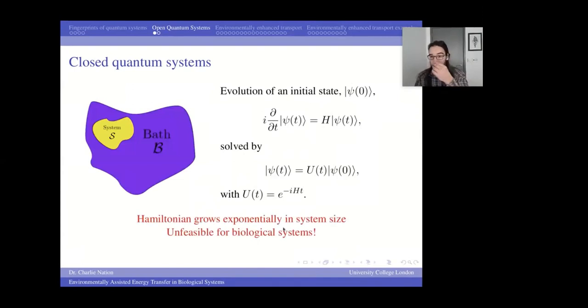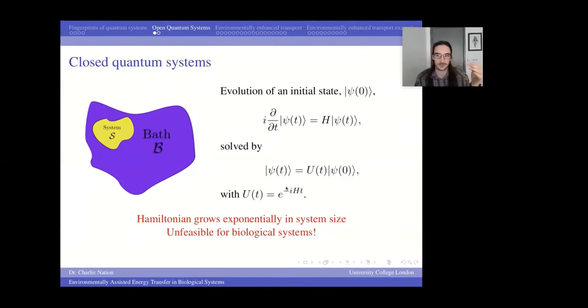However, this is a completely unfeasible approach when this system is of a biological size, because this Hamiltonian as a matrix grows exponentially as you increase the system size. So even for just describing qubits or bunches of two-level systems, you very, very quickly reach a size of the system that is just impossible to even write down this Hamiltonian or load it into a computer.